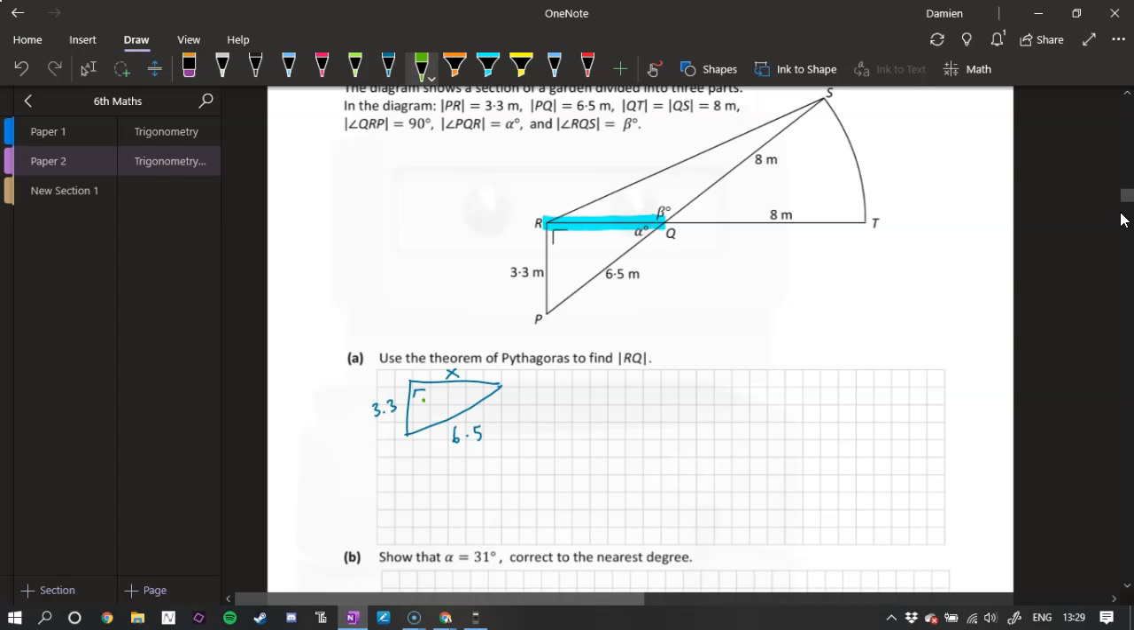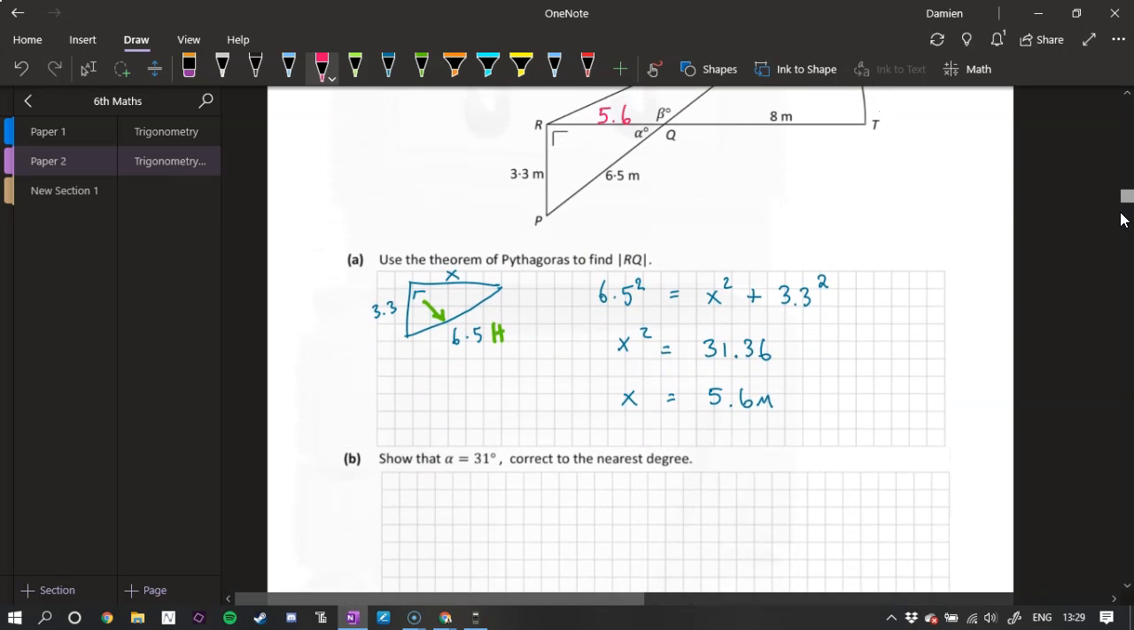Now, that there is the hypotenuse. Let's take that into account in your calculations. So we've got 6.5 squared. Hypotenuse squared is equal to the other two sides squared added together, 3.3 squared. So you end up with x squared is equal to, well, I worked it out earlier, 31.36. So x is equal to the square root of that, which is 5.6 meters. So go back in here. It's good practice on your exam papers to write that in: 5.6.